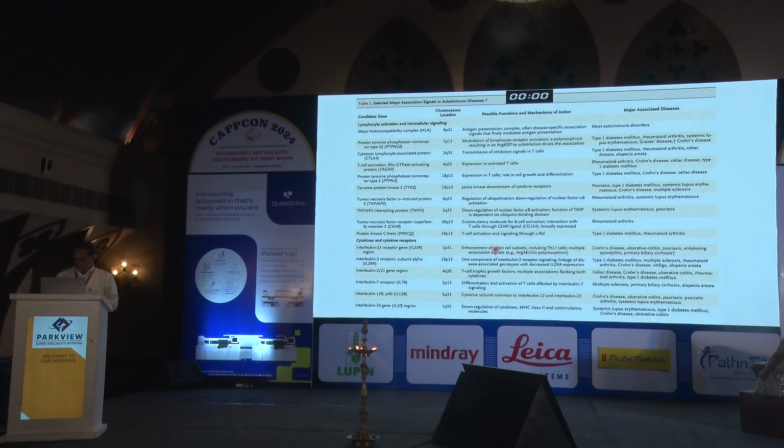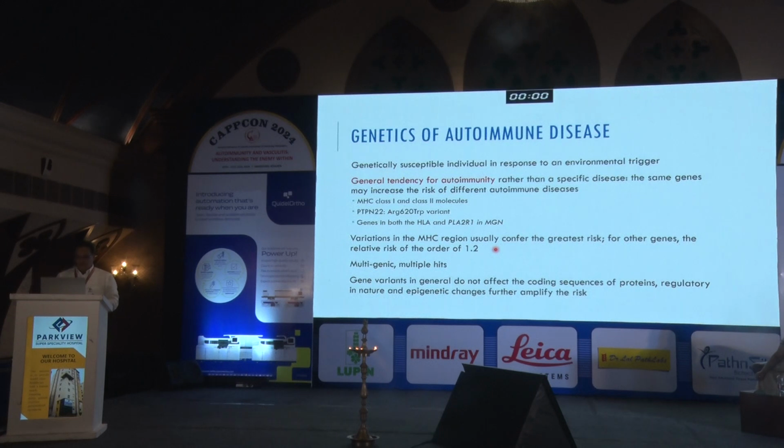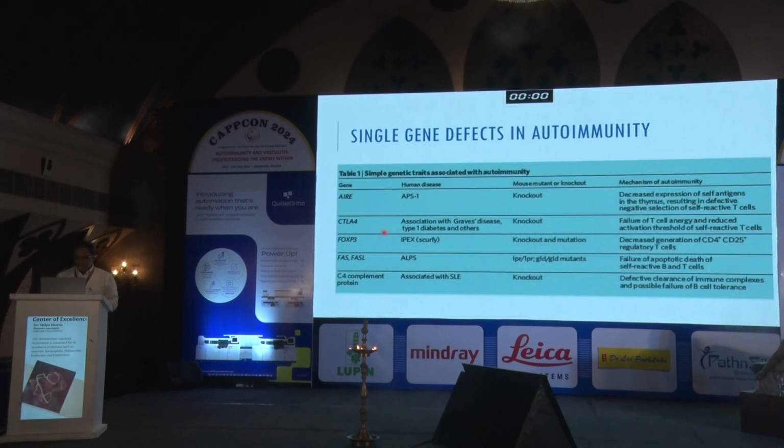Genetics, I won't go into details. There are a lot of genetic factors like the MHC and PTPN22. And there are the single gene defects of autoimmunity, like the AIRE and CTLA4 genes. These are single gene defects which will give rise to autoantibodies.